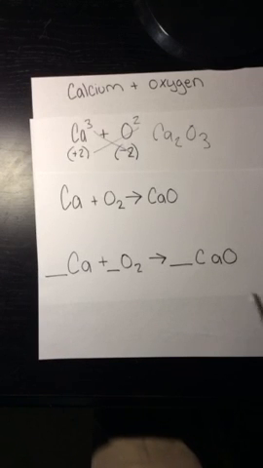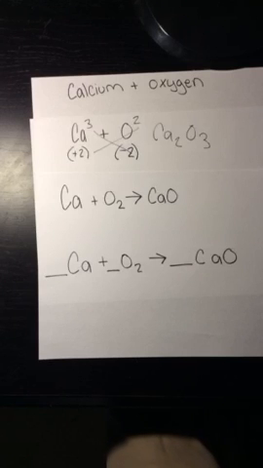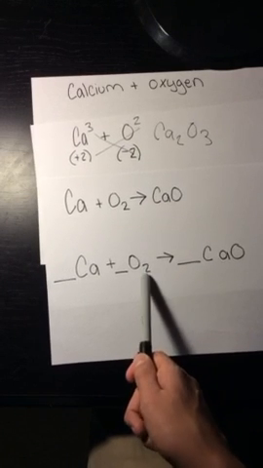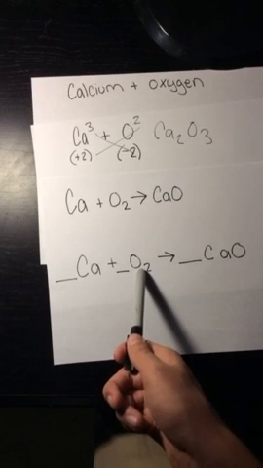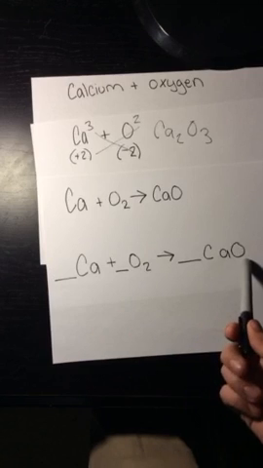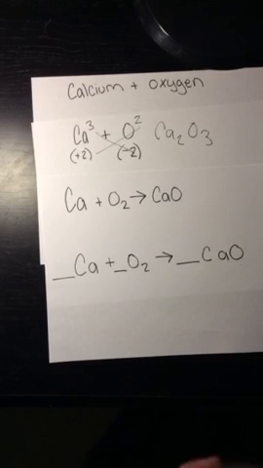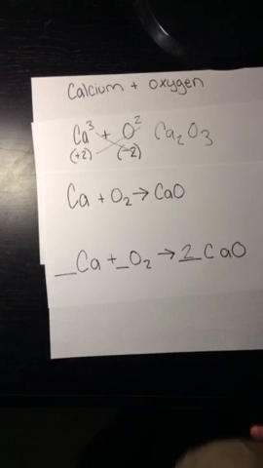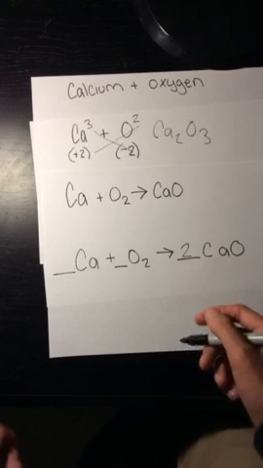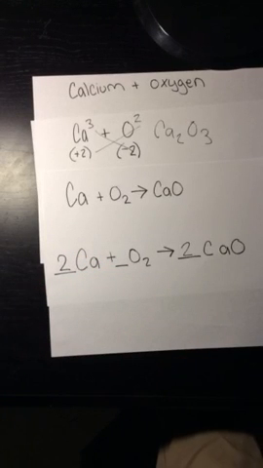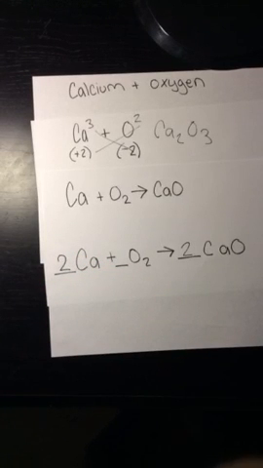But now we got to go to oxygen because it's the only element we have left. So oxygen has that 2 there because it's a diatomic molecule. So there's 2 oxygens and only 1 over here. So we have to put the 2 over here to make 2 oxygens. But now there's 2 calciums. Now, in order to make 2 calciums over here, we add a 2, so there are 2 calciums over here. And the equation is balanced.